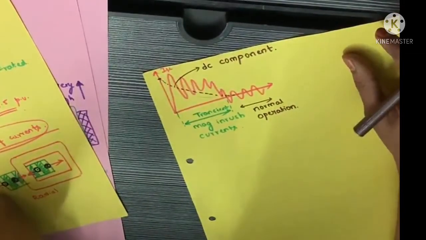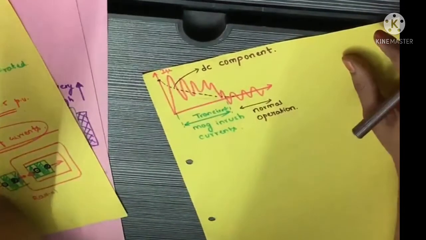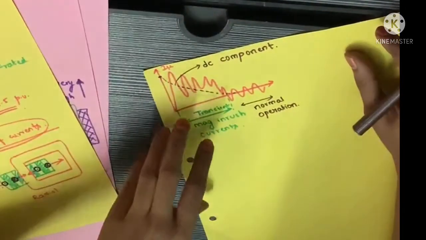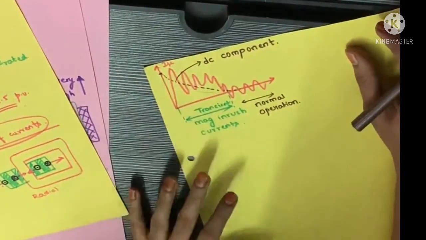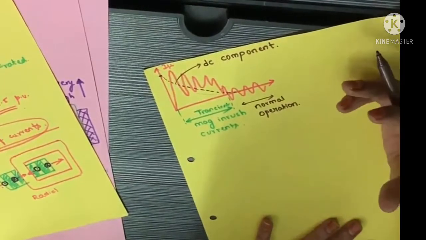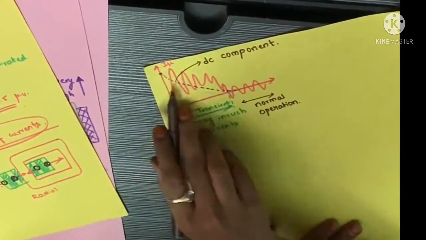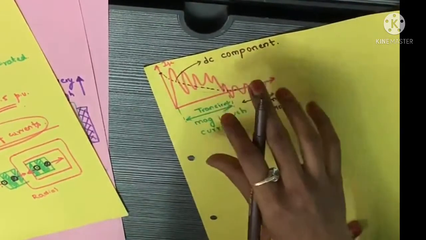In order to produce the flux in one direction, the core is also magnetized in only one direction, and it results in saturation. The current is also unidirectional because it is a DC component, right? Also, the AC component is present, and the DC component is also present.